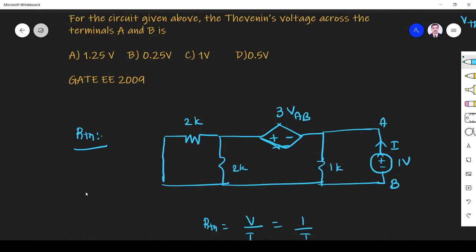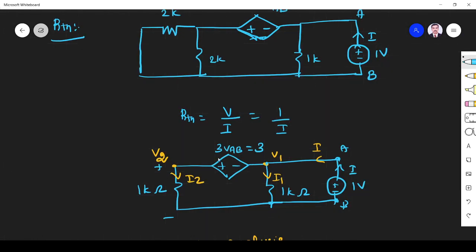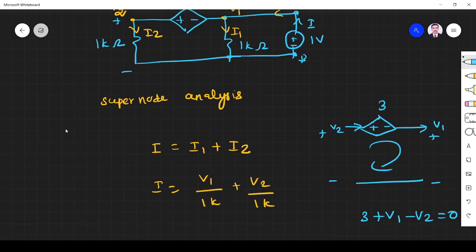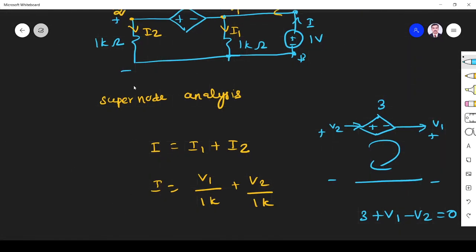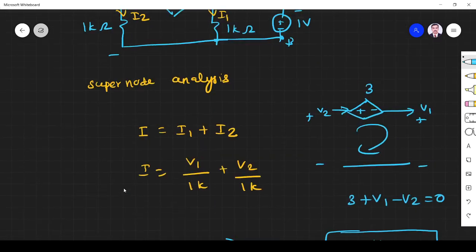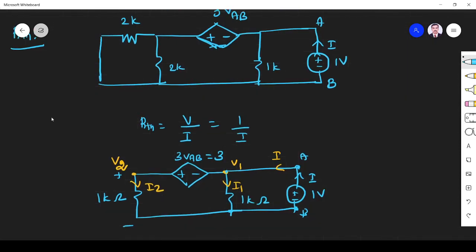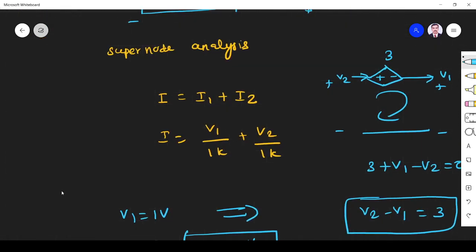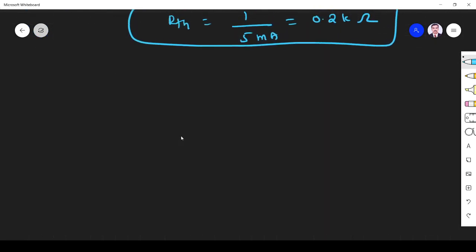If you have any doubt how to write KVL KCL equation for super mesh, please refer to my video on super node analysis, right? Okay, next, the second part is what they are asking. They are asking V Thevenin, right? For the same circuit, we have to find the V Thevenin. Okay, let me draw the circuit diagram again. So V Thevenin I have to find.